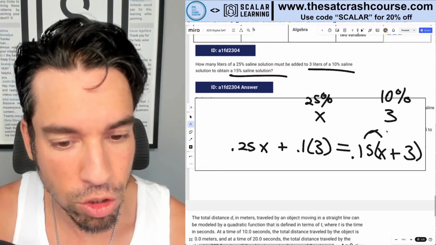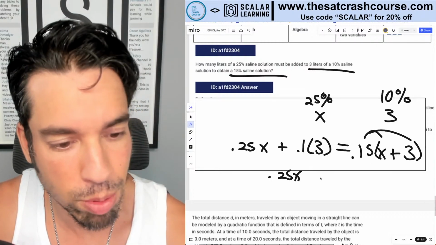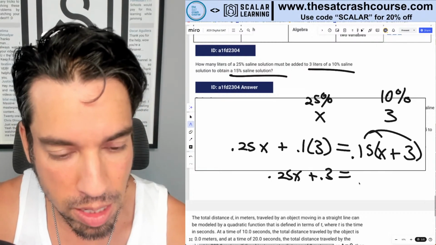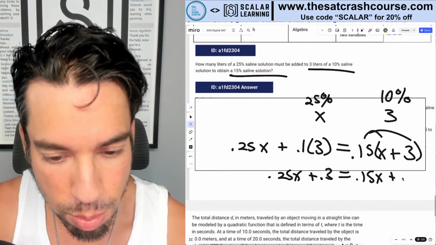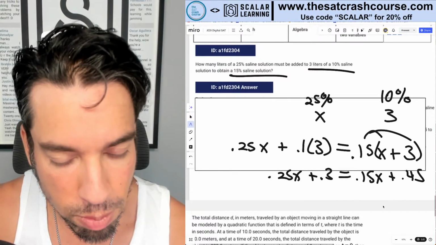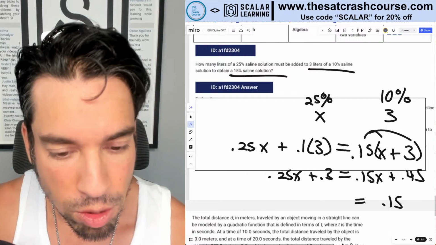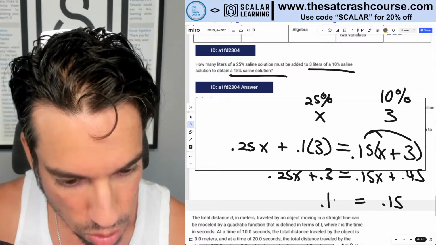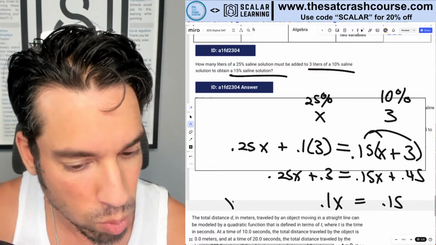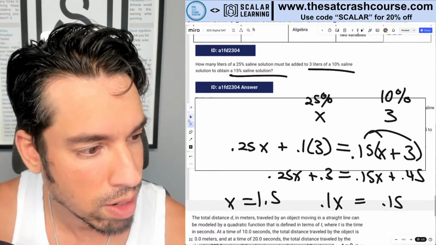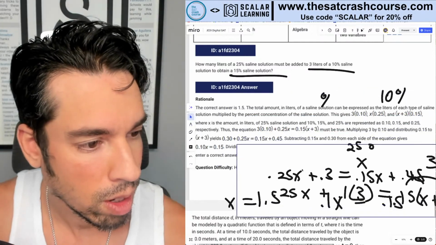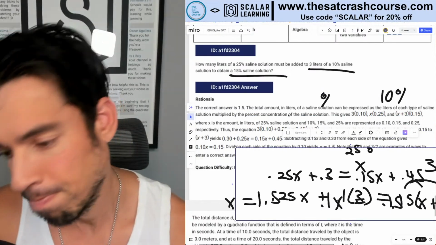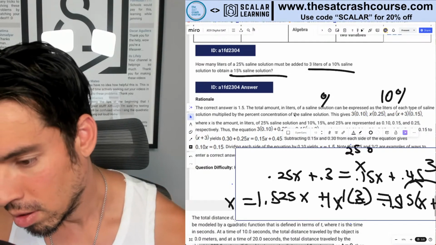So now we're going to distribute. We get 0.25x. You can put this into Desmos too, but I think it's faster to do by hand. Equals 0.15x plus 0.45. Subtract 0.3 from both sides. That's 0.15. Subtract 0.15x from both sides. 0.25 minus 0.15 is 0.1x. Divide both sides by 0.1, and x is equal to 1.5 liters. Yep, and the answer is 1.5. Does that make sense, guys?